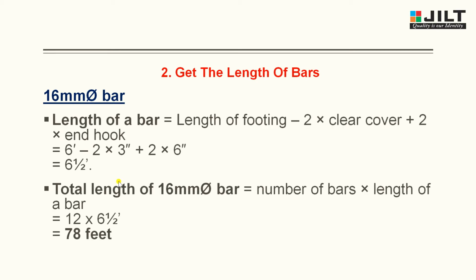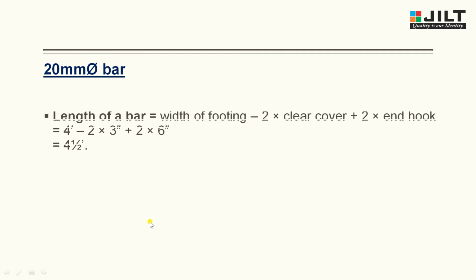Next let us go towards the total length of the 16 diameter bar, that is number of bars into length of a bar. The total number of bars we got previously is 12, into 6.5. So the total length of the 16 bar is about 78 feet. Now let us move towards the 20 bar calculation. Length of the bar is the same formula: width of the footing minus 2 into clear cover plus 2 into end hook. The width of the footing is 4 feet minus 2 into clear cover 3 inches plus 2 into end hook, 2 into 6 inches, and the value is approximately 4.5.